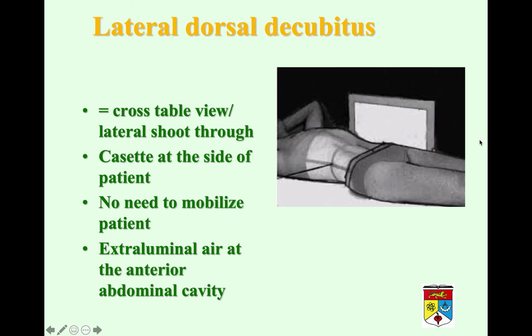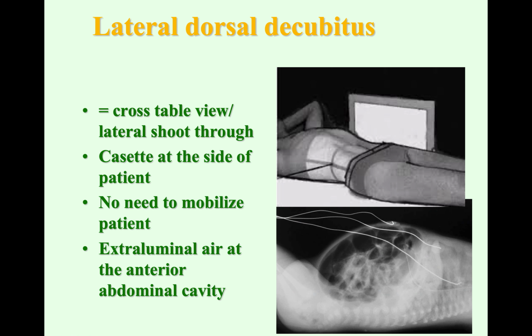But if the patient cannot be turned, because there are a lot of lines, the image receptor is at the side, and the mobile X-ray projection is from the other side, and we call that a lateral shoot through. So we don't have to immobilize the patient, and you will see the air is actually at the position where it is. So it's a lot easier, especially when the patient cannot be moved because of lots of lines.